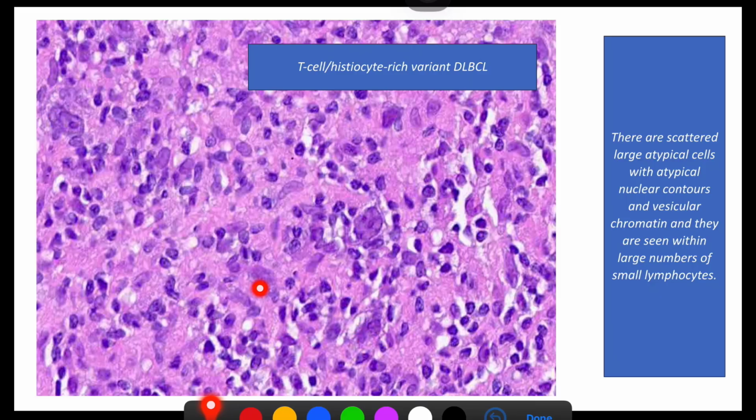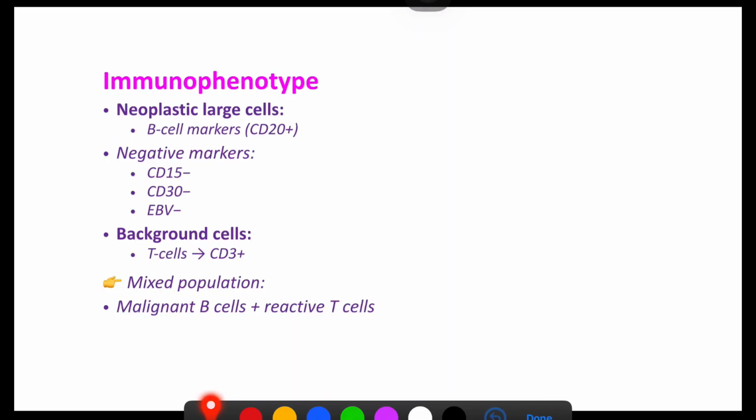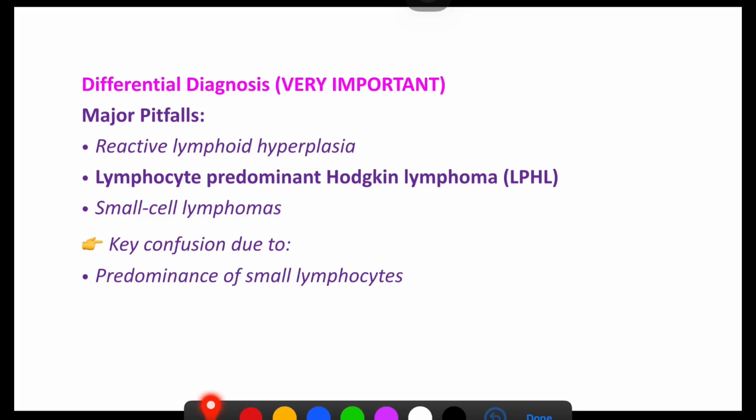They are very few in number and we can easily miss them if we do not go for a careful search, right? Immunophenotypically, these neoplastic large cells are CD20 positive, CD15, CD30 and EBV negative, and the background shows T cell marker CD3 positive. A mixed population is there: malignant B cells and reactive T cells are seen.